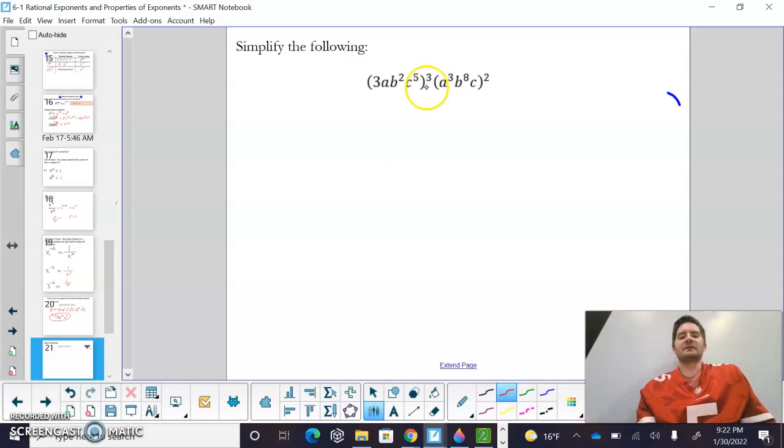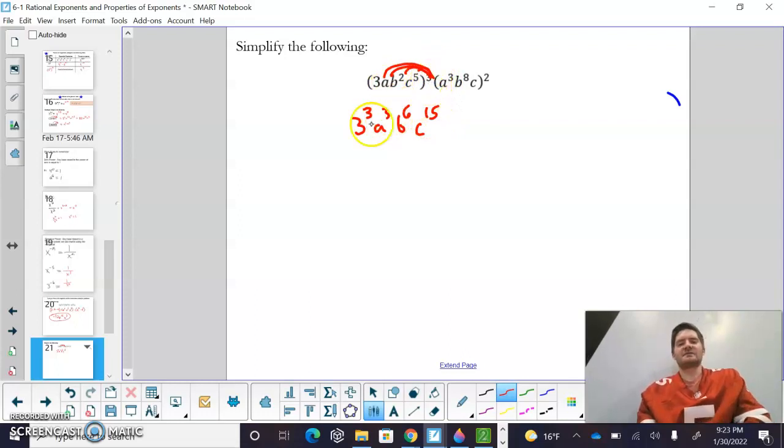Simplify the following here. First thing you have to do with 3ab squared c to the 5th power raised to the 3rd, we're going to distribute that exponent in. We're also going to do the multiplication right alongside with it. So 3 times 1 is 3 for a. So all of a sudden we have 3 cubed, a to the 3rd, b to the 6th, c to the 15th power. And then we're going to do the same thing here.